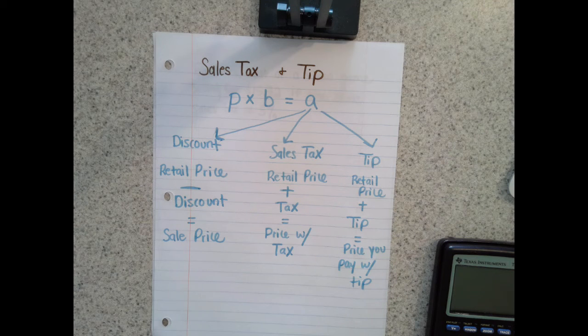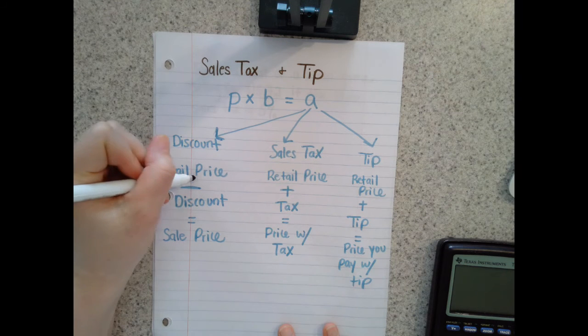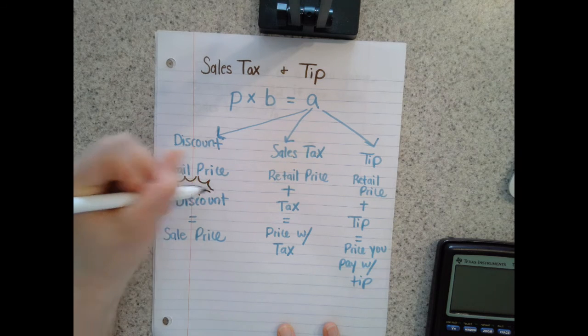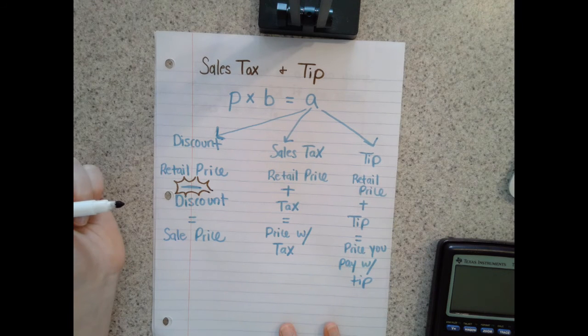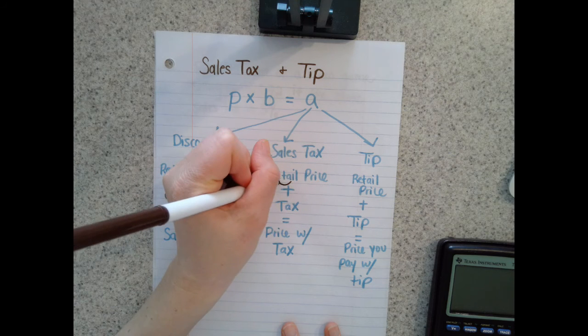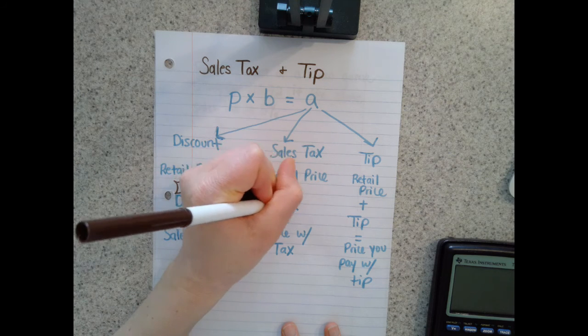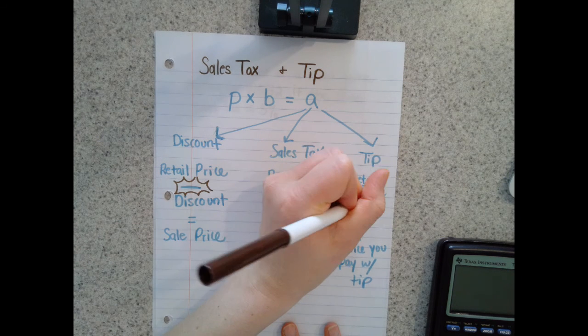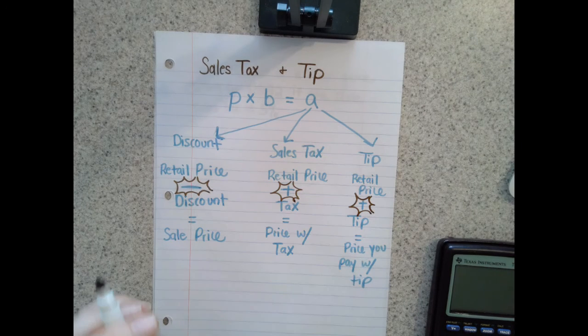So really the work we do today is very similar to yesterday. Yesterday is the only scenario though where we need to subtract off the discount to find the sale price. Today we are adding on either a tax or a tip to get the price that we pay at the end. So that's the main difference between yesterday and today.